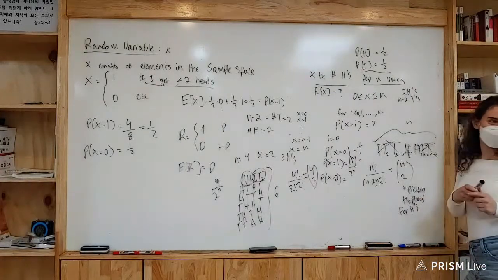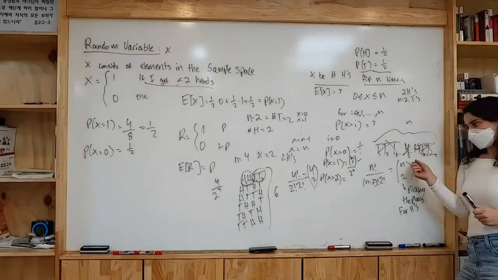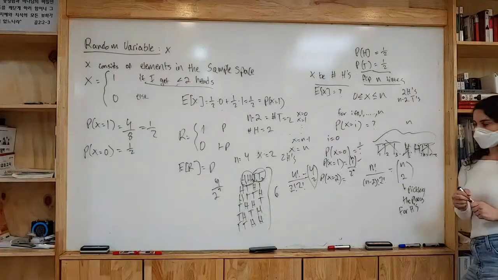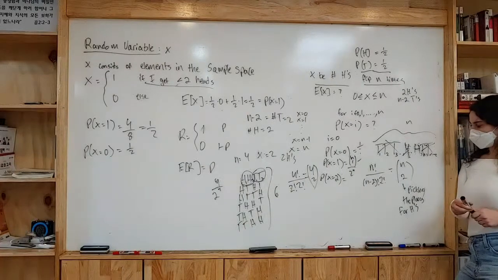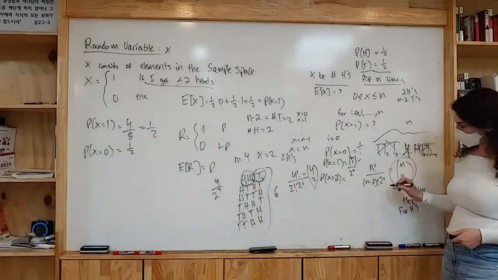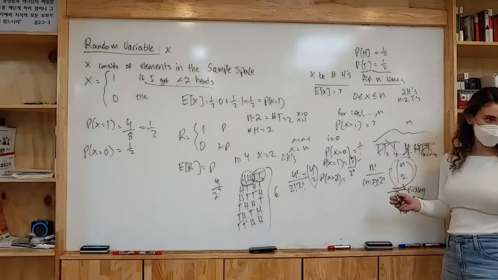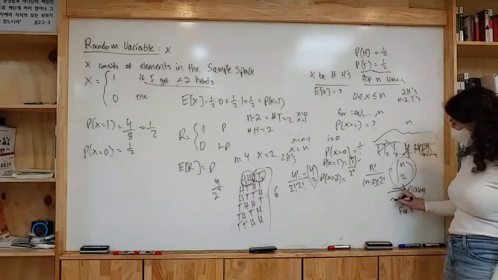Alright, so how many ways can I arrange this? So it's n choose 2. Alright, so what's the probability that x equals 2? Probability I get 2 heads. The number of ways to arrange it is n choose 2. What's the denominator? It's 1/2 times 1/2, n times, so 2 to the n.